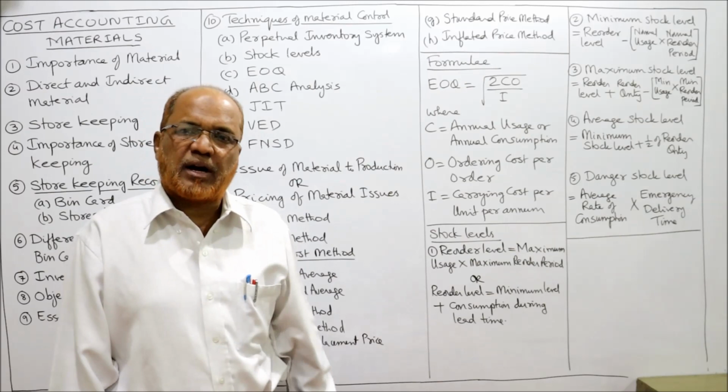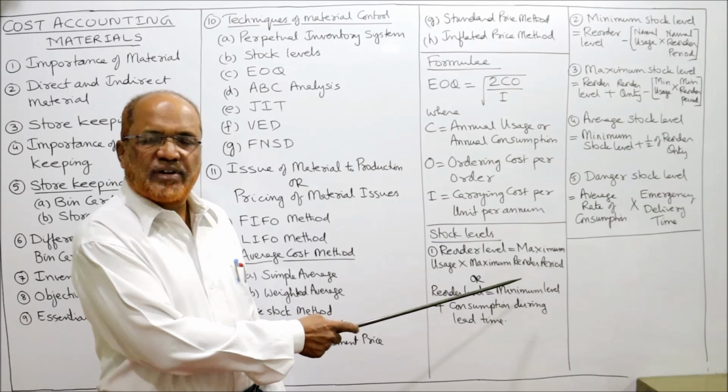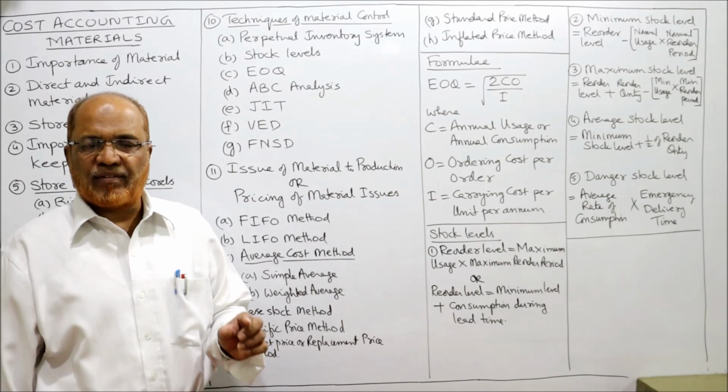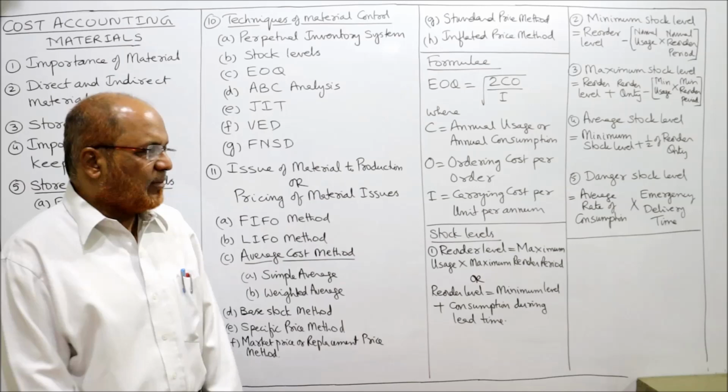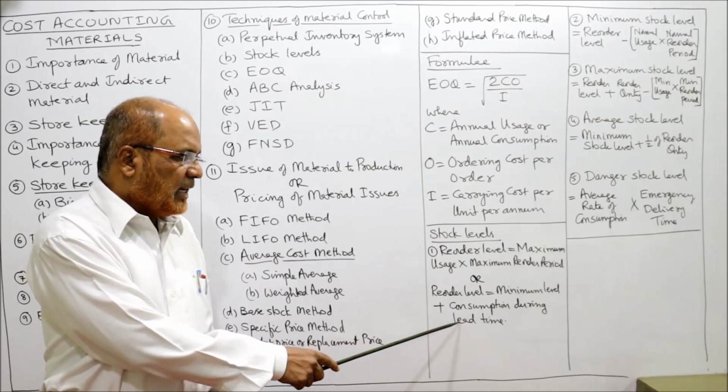So how to find out reorder level? Two formulas are there. First one, maximum usage into maximum reorder period. If in the problem maximum usage and maximum reorder period is given, we apply this one to find out reordering level. One more formula is there. Reorder level is equal to minimum level plus consumption during lead time.